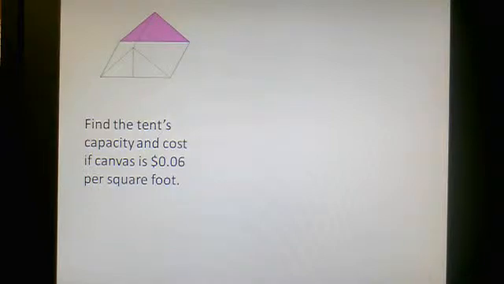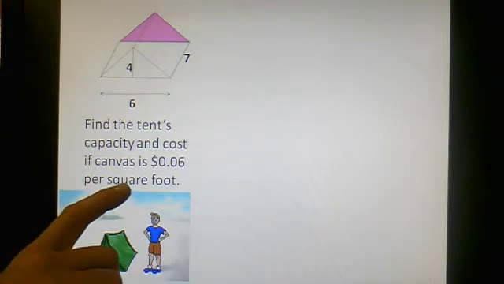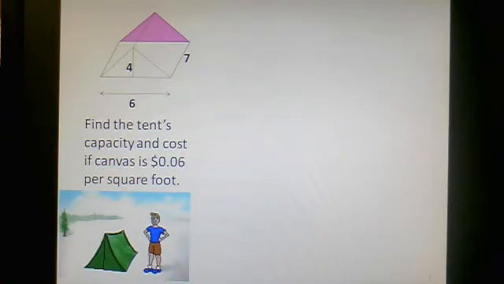The tent problem, I'm just going to put some dimensions up here and let you start this one on your own. One class already did it, so if you're period 1, you can skip this one. If you're period 2, I encourage you to try it. It is a triangular prism. See if you can find the tent's capacity. You have to know what that word means. And find the amount of canvas, or the cost of the canvas, if it costs 6 cents per square foot.